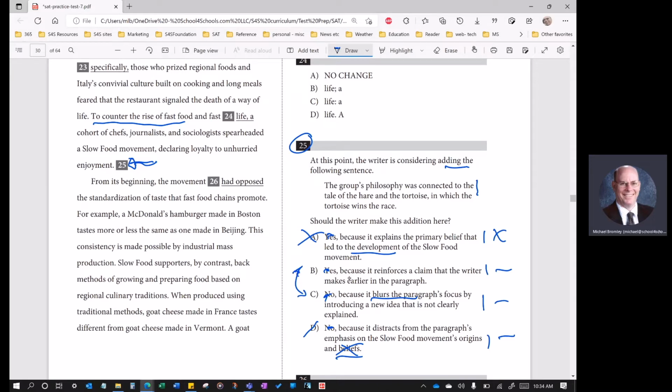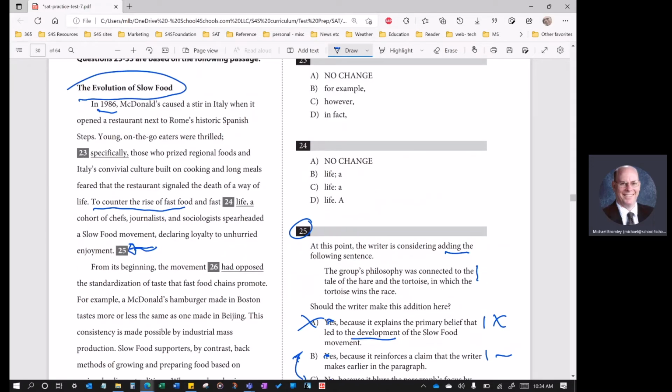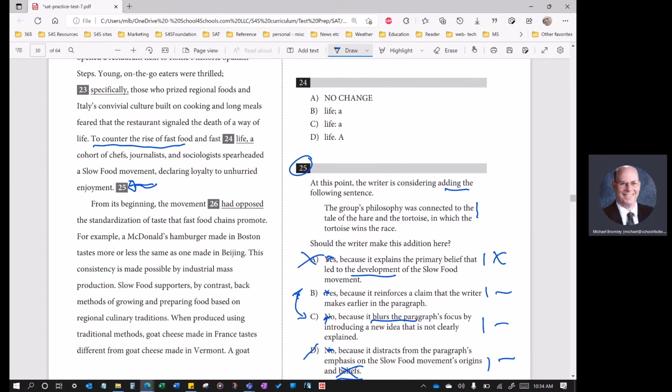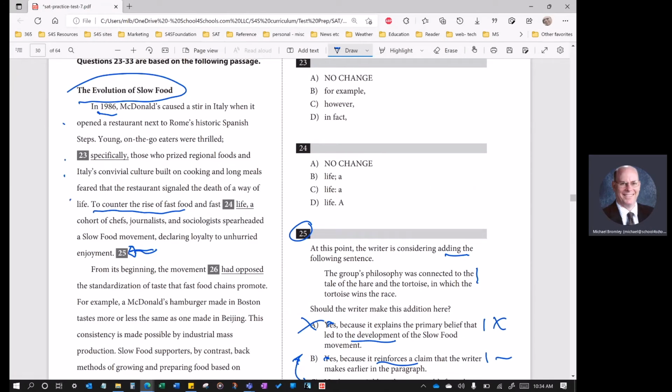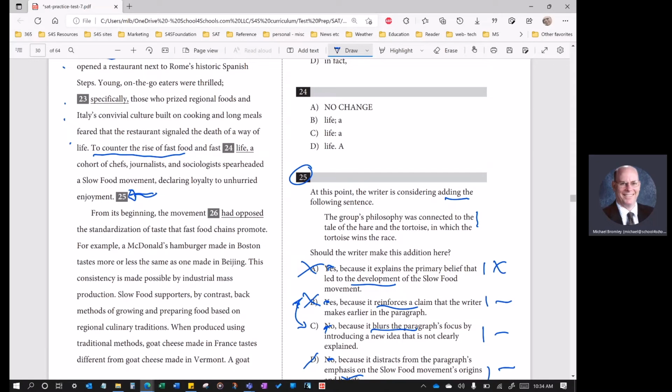Now I'm going to decide yes, yes, and no, no. And here I look at this. This one said it reinforces a claim. I don't see anything about slow and steady in here. So I just want to get rid of that. But then let's make sure this one is correct.